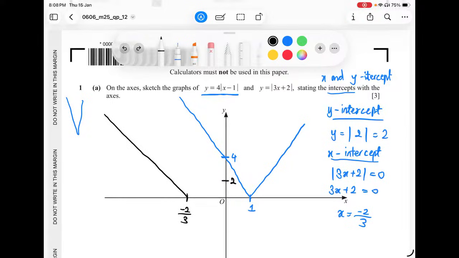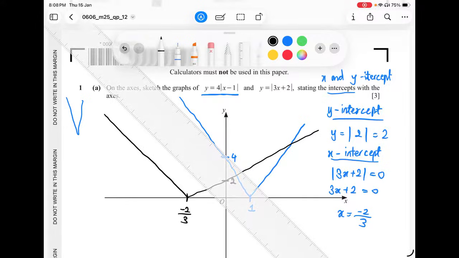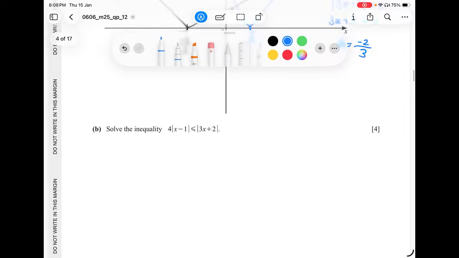Let me just make that clear. Okay, that should do. When drawing this, make sure you use a ruler, so it's a straight line and not freehand. Just keep that in mind. So that's part A. Part B. Now they're asking you to solve this inequality.